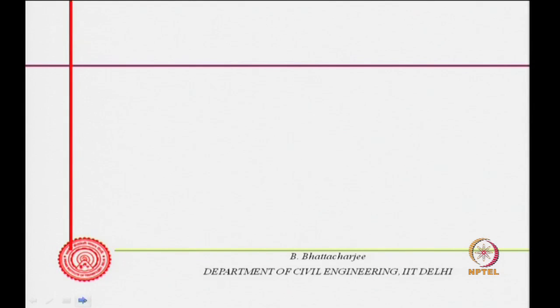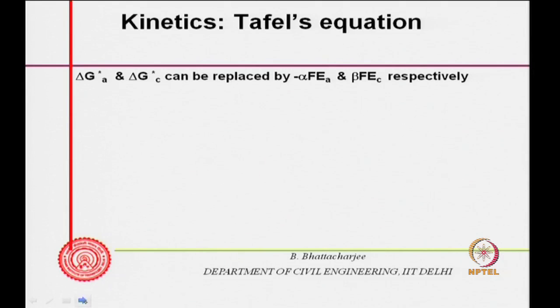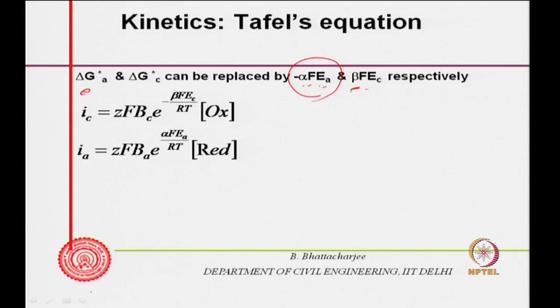But delta G can be replaced by alpha F EA, because the activation potential energy can be related to the potential in this manner. Similarly, beta F EC, which we have discussed earlier, and we can write it in this manner: alpha F EA divided by RT and beta F EC divided by RT.